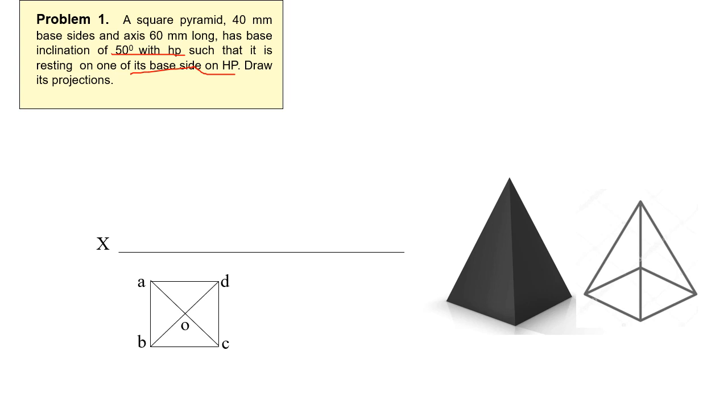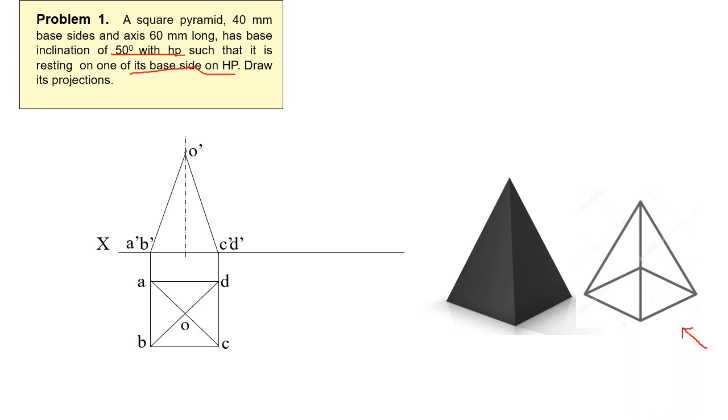Now what will be the front view? The front view will be a triangle. We are looking from this side, so the front view will be a triangle. And the height of the axis is given, so first locate the axis. The axis height is 60 mm, and then join it by two slant edges. So this will be the front view. Here in the first step we have assumed it is resting on its base, not on a base side, and one of the sides is perpendicular to VP, and therefore we have got the true shape of the base.